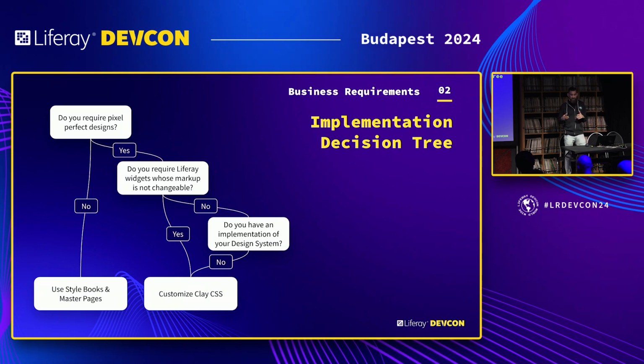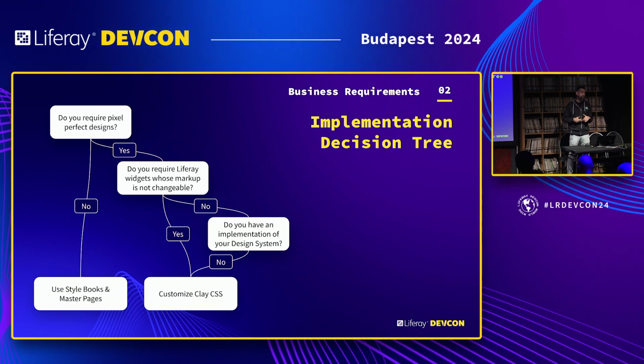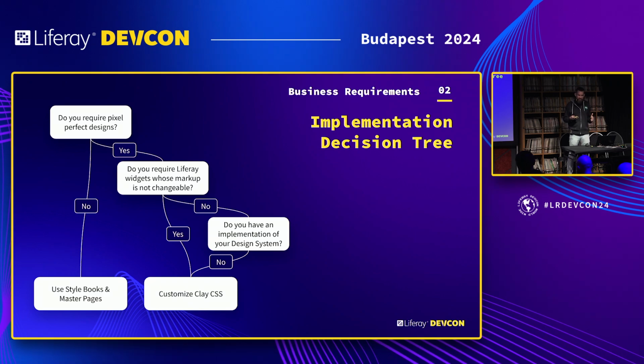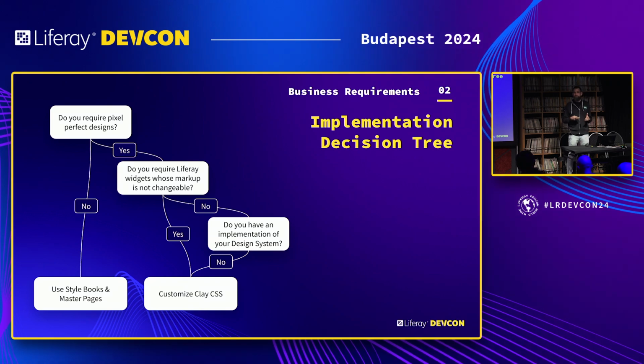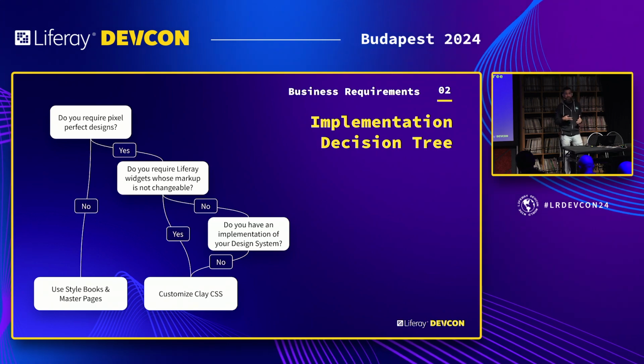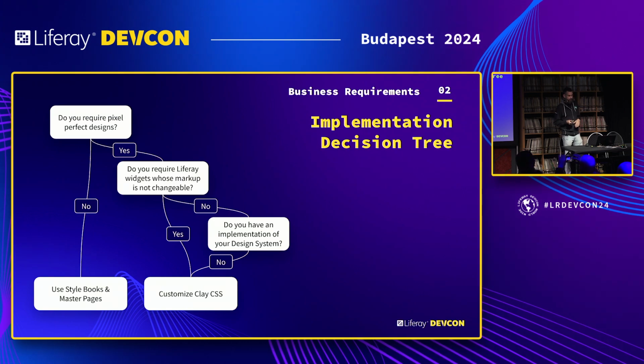So if you customize Clay CSS, you can use the Clay React components. You don't have to think about whether this feature is going to be styled correctly or not in Liferay. It should work out of the box. So you have more flexibility long-term to take this approach, as long as you haven't already invested in implementing your design system somewhere else.